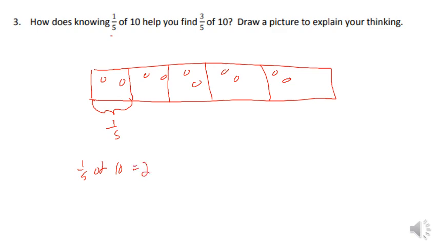And what that allows us to know, now that we know 1/5 is 2, is that 3/5 would equal 6. So the key is being able to solve for 1/5 first, and then we can use repeated addition or multiplication to solve out what other fractional value there is.